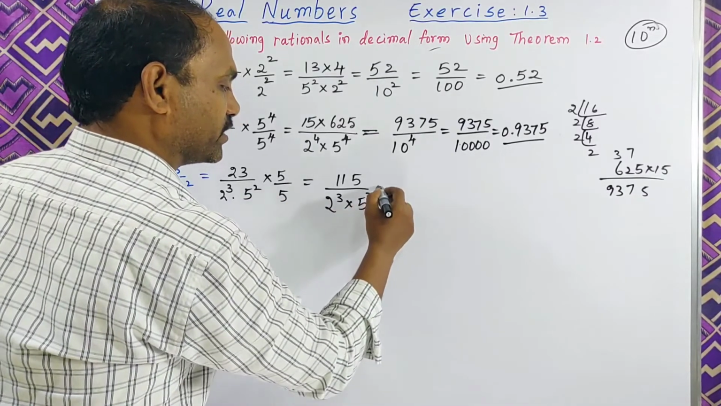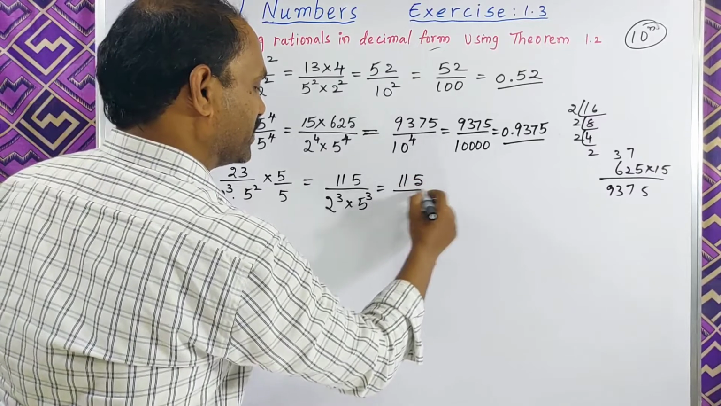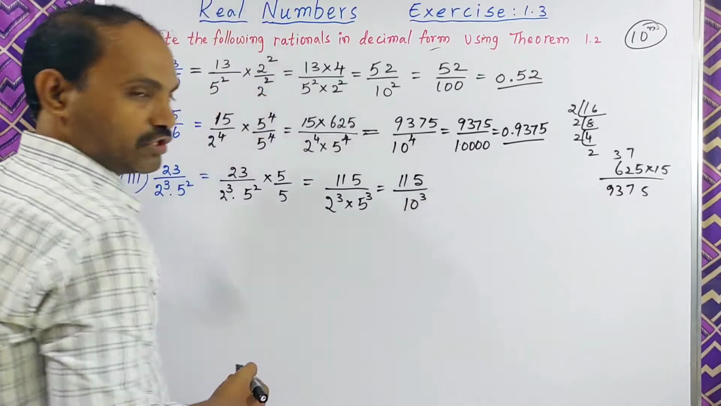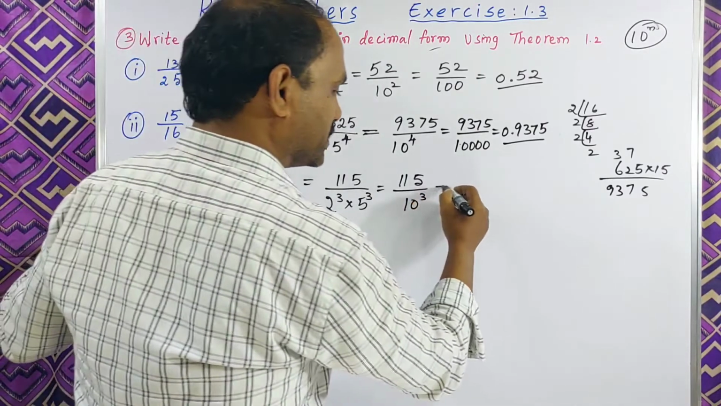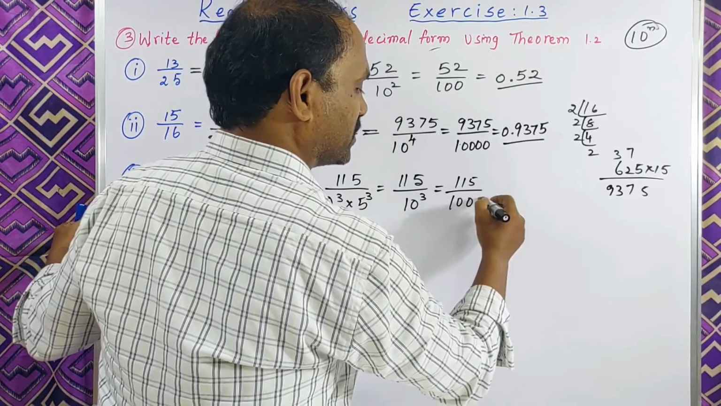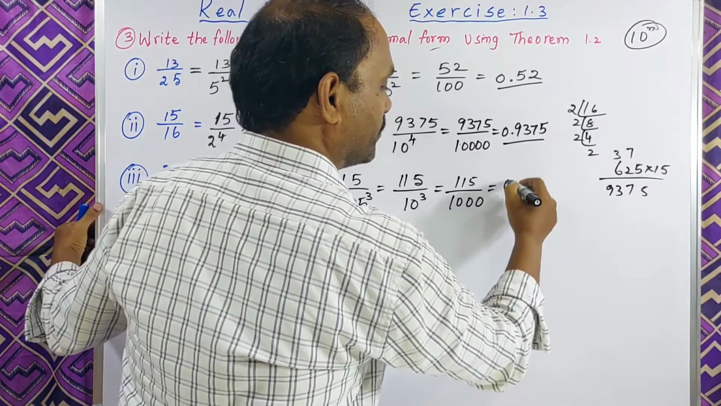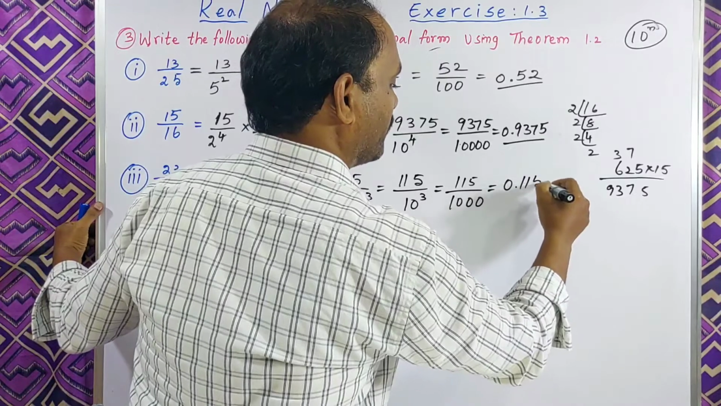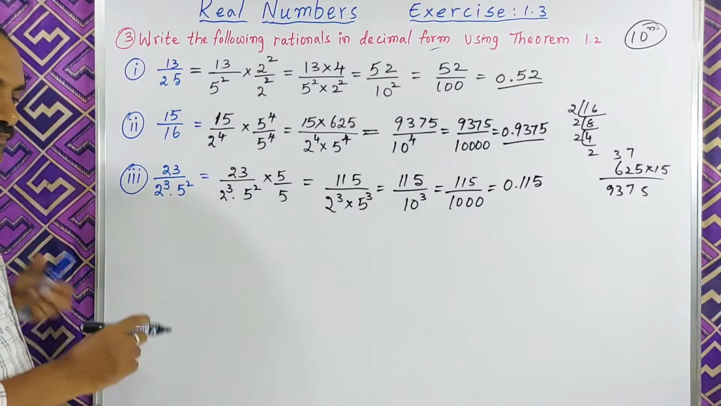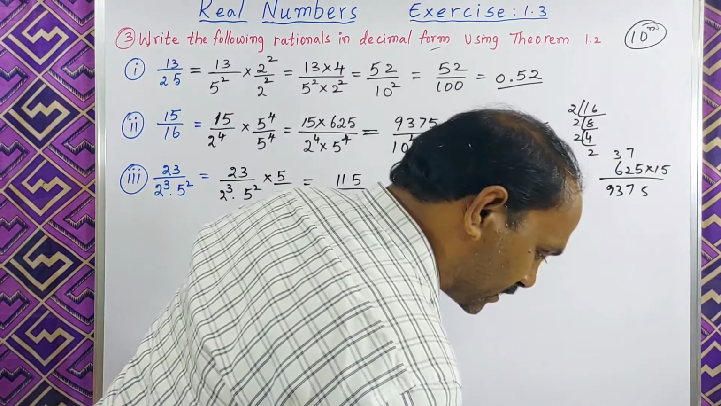This is also 5 cube, so 115 by 2 into 5 is 10, whole cube. 10 cube is equal to 1000, so 115 by 1000. So 3 digits after the point: 0.115. 3 zeros, so we write 3 digits after the point. Okay, let us check the next one.